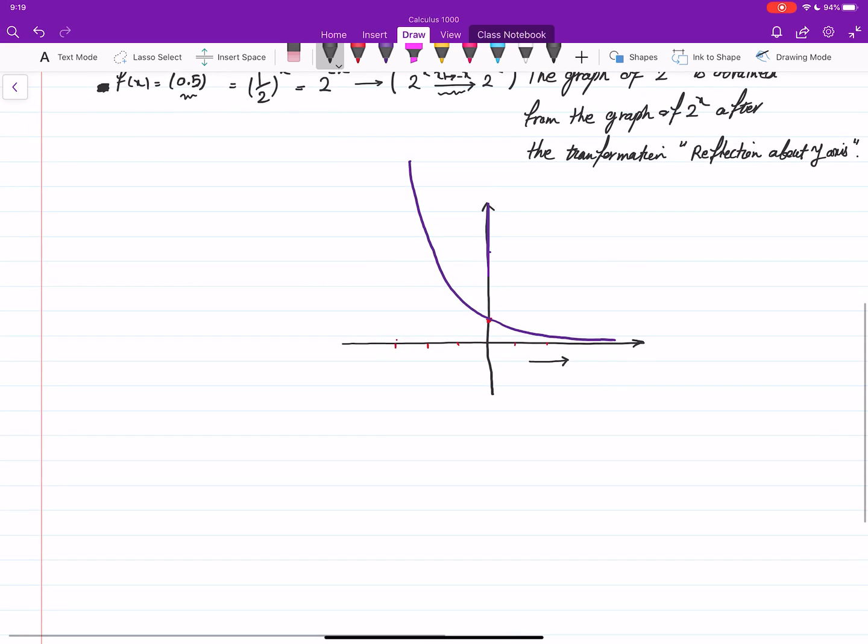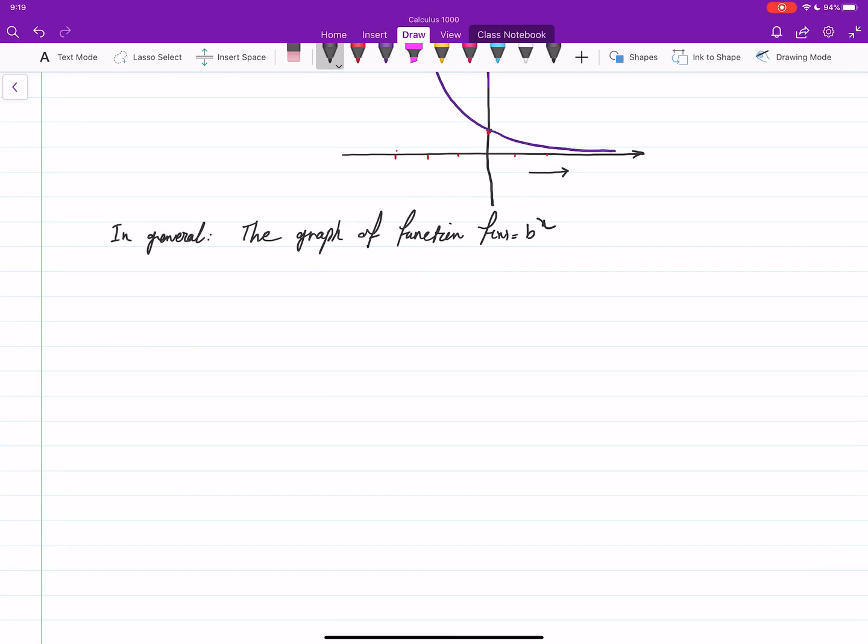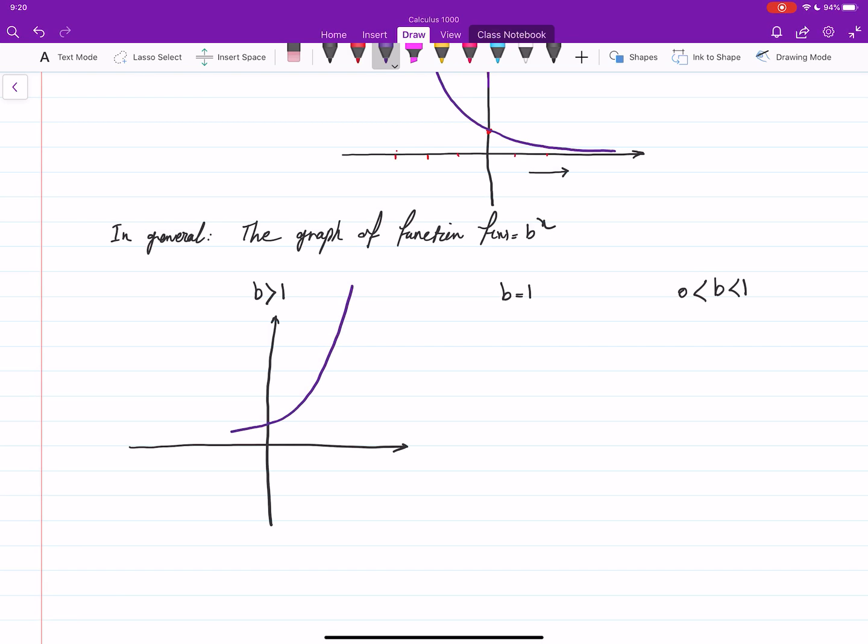And in general, this is what we will see. The graph of function f of x equal to b to the power x will have actually 3 possibilities. When b is bigger than 1, when b is less than 1, well, we assume always that b is positive, or when b is equal to 1. So these are three cases. For b bigger than 1, we had one example up there. It will be an increasing function, something like this, and then gets closer.